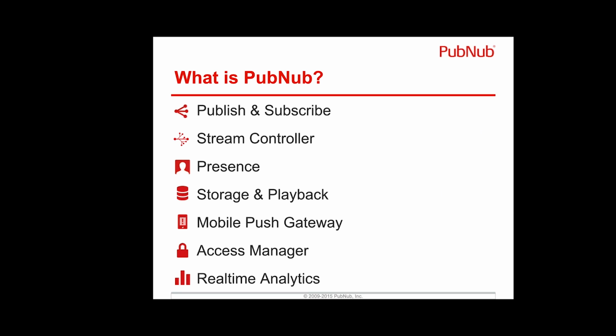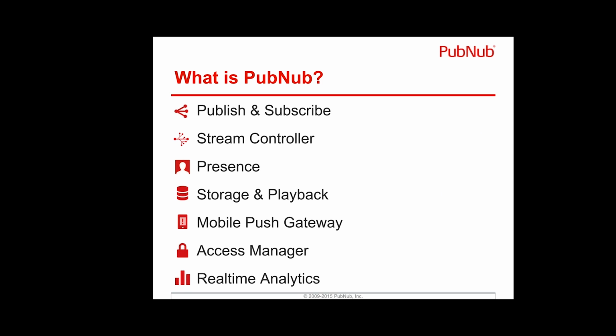PubNub is, as I said, a globally distributed data stream network, and we offer our service in a set of components. Publish and subscribe is one of those components. Stream controller, presence, storage and playback, mobile push gateway, access manager, and real-time analytics are all different components that make up our service offering. PubSub is what we're going to focus on mostly in this webinar.